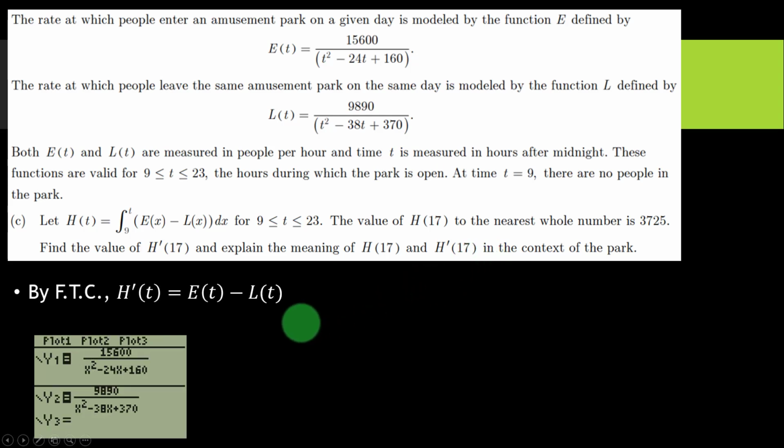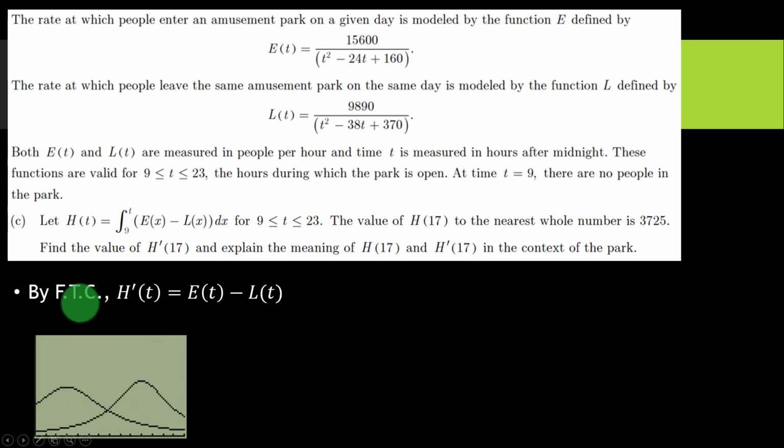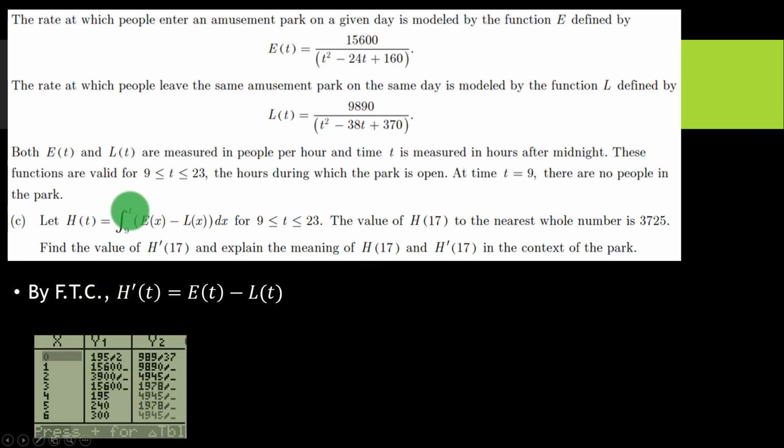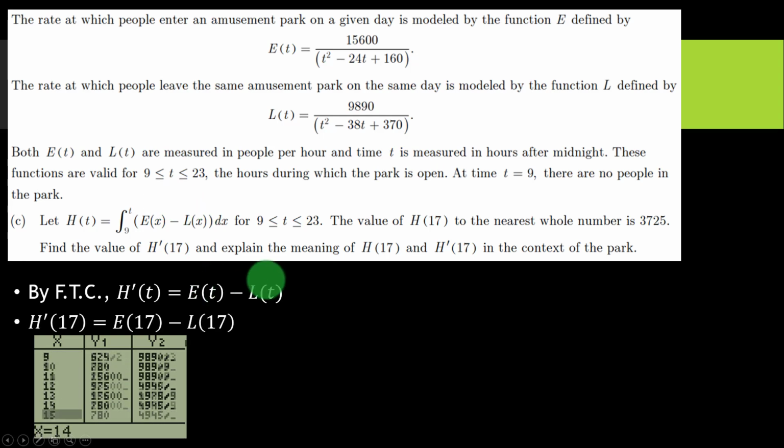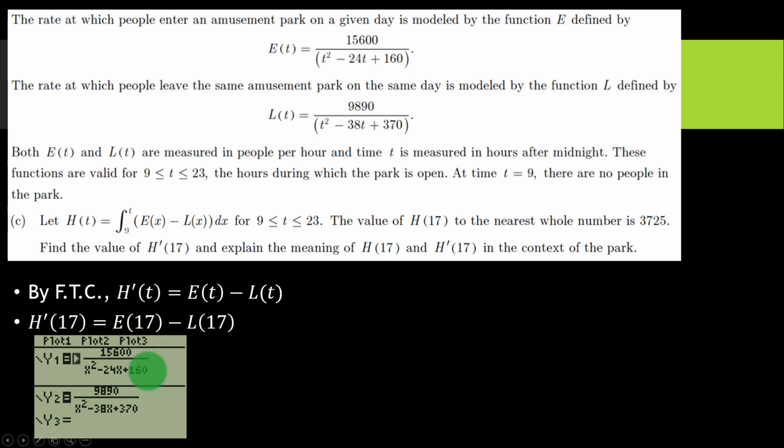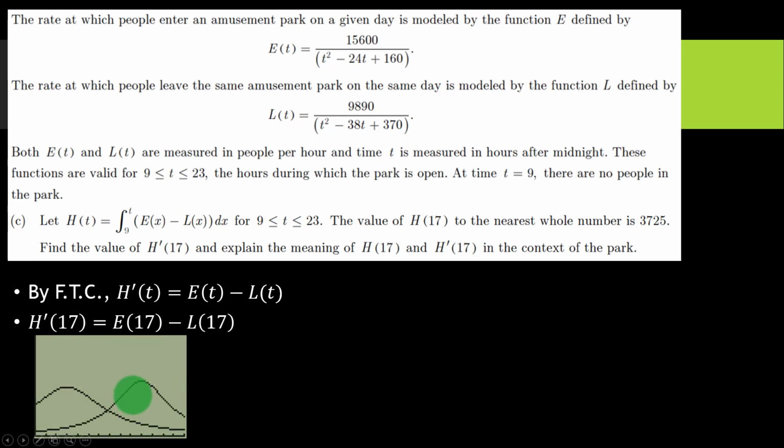Okay. By the fundamental theorem of calculus, the derivative would cancel out here, and we put the t inside. We just get E of t minus L of t. And if we plug in 17, it would be E of 17 minus L of 17. And what I did here is I graphed both of them. I put them in y1 and y2. Here's what it looks like, y1 and y2.